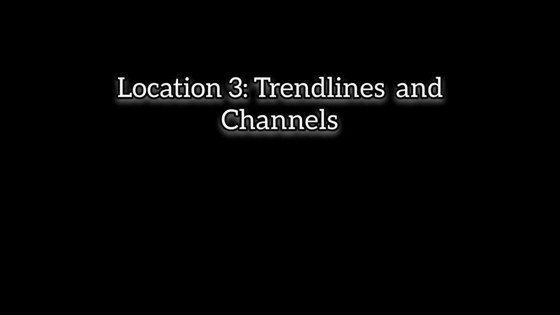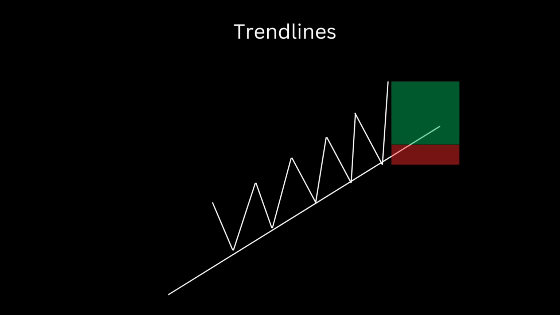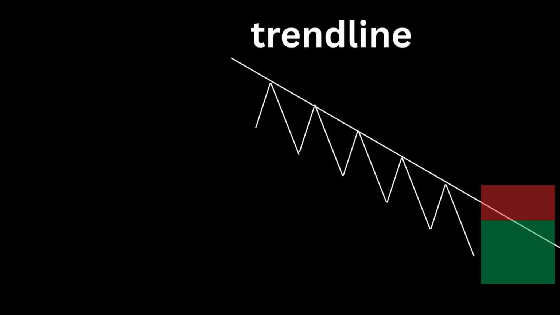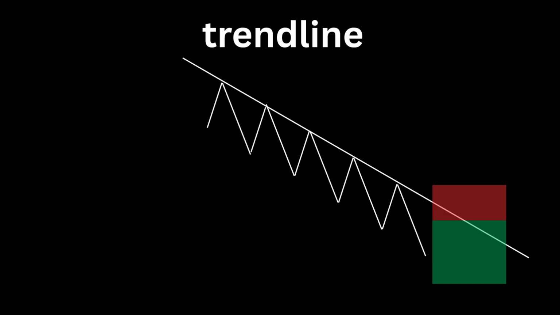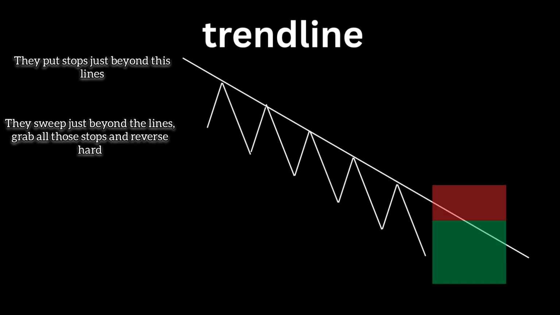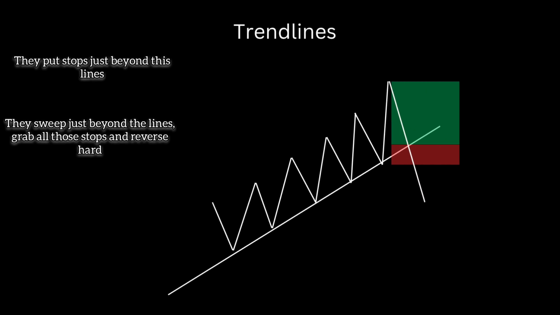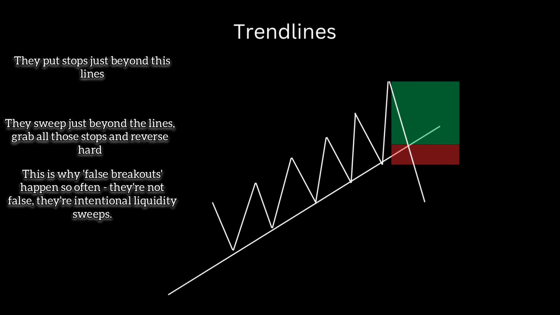Location 3: trend lines and channels. Retail traders love their trend lines. They place buy orders at ascending trend lines and sell orders at descending ones. They put stops just beyond these lines. What does smart money do? They sweep just beyond the trend line, grab all those stops, then reverse hard. This is why false breakouts happen so often. They're not false, they're intentional liquidity sweeps.